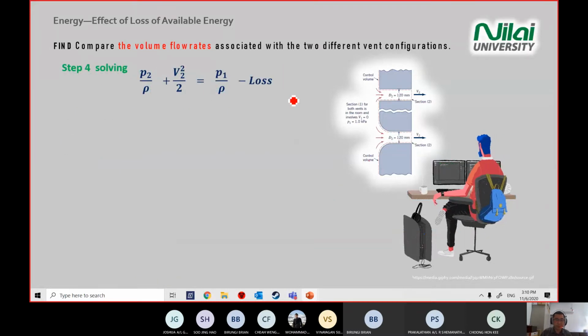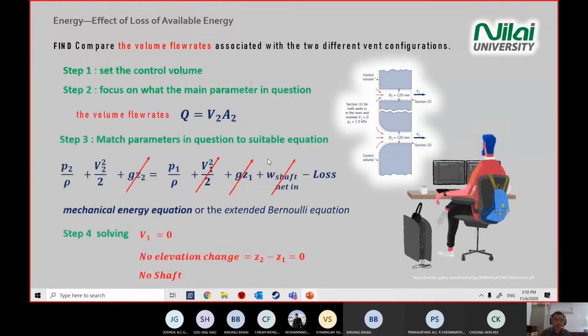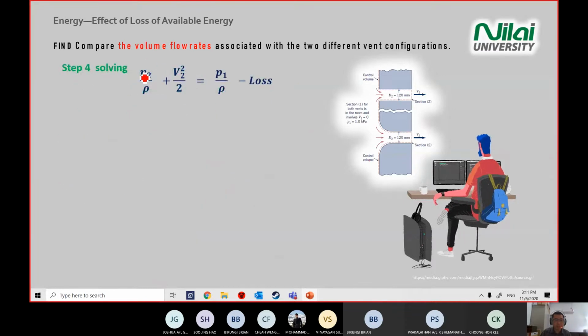So at the end, we arrive at a very simple equation like that. From a very lengthy equation, because V1 equals 0, because there's no elevation between input and output, and because there's no shaft inside our system, we take out four terms inside the mechanical energy equation, cancel out, and then rearrange the equation so that it becomes more tidy. So P2 divided by rho plus V2 squared divided by 2 equals P1 divided by rho minus loss.